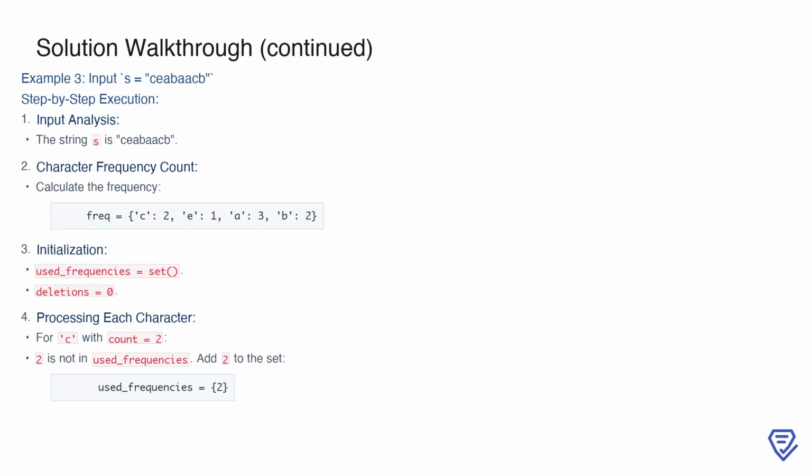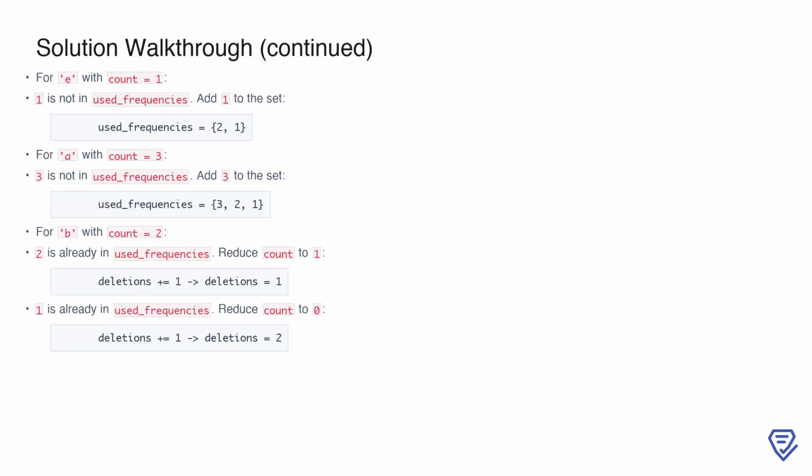Let's take a look at another example where the input string s is "ccaabbeea". First, we analyze the input. The string has 8 characters, and we calculate the frequencies as c: 2, e: 1, a: 3, b: 2 using a counter. We initialize used_frequencies as an empty set and deletions as 0. Starting with c, which has a count of 2, we find that 2 is not in used_frequencies, so we add 2 to the set, and no deletions are needed at this step.